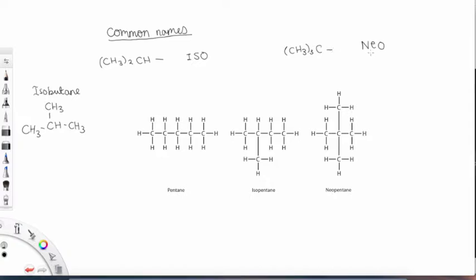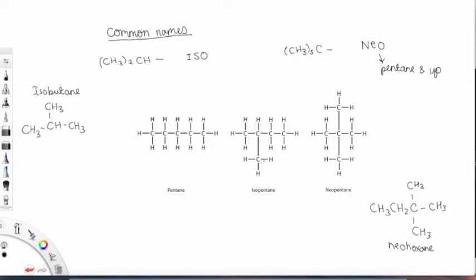We also have the prefix neo, which is 3 methyl groups attached to a carbon. A typical example of this is neopentane. Neo is only used for pentane and up. But there's also neohexane, which I can draw right here as having the carbon attached to a methyl, and a methyl, which is the neo portion, and then the rest is just the CH2, CH3 for neohexane.